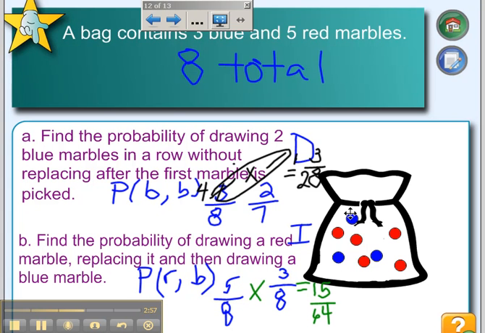That's how you would do independent and dependent probability and find the probability of 2 events occurring.